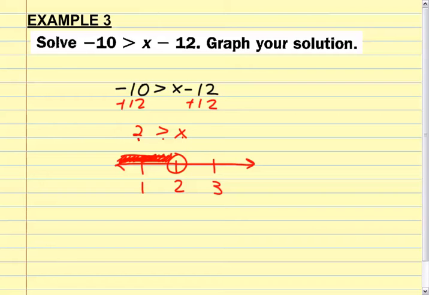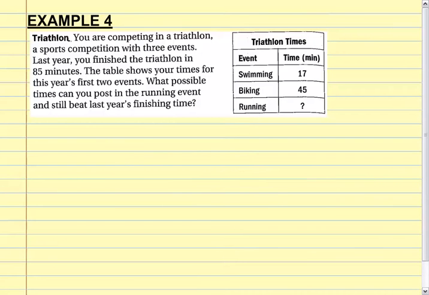Let's look at this last one. Okay, you are competing in a triathlon, a sports competition with 3 events. Last year you finished the triathlon in 85 minutes. The table shows your times for this year's first 2 events. What possible times can you post in the running event and still beat last year's finishing time? Help me write an inequality that represents that information.